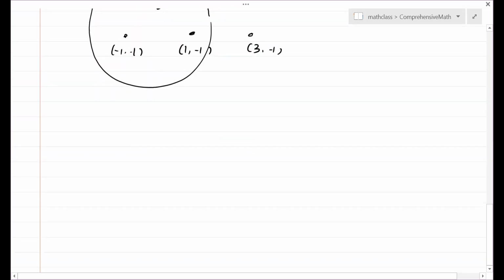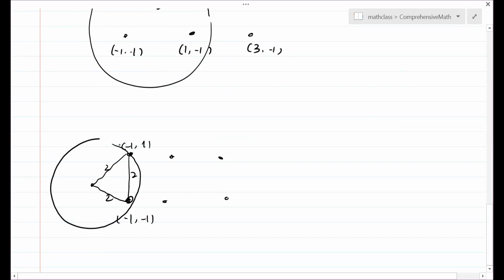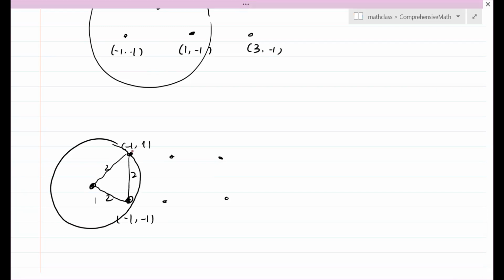So let's go this: 1, 2, 3, 1, 2, 3. So what you do is, and this is a negative one and positive one, negative one, negative one. So those two points have a distance also two. So you draw the equilateral triangle, then you get those circles. So for each pair of the points on the vertical line, you get two circles, right? Another circle will be this one.